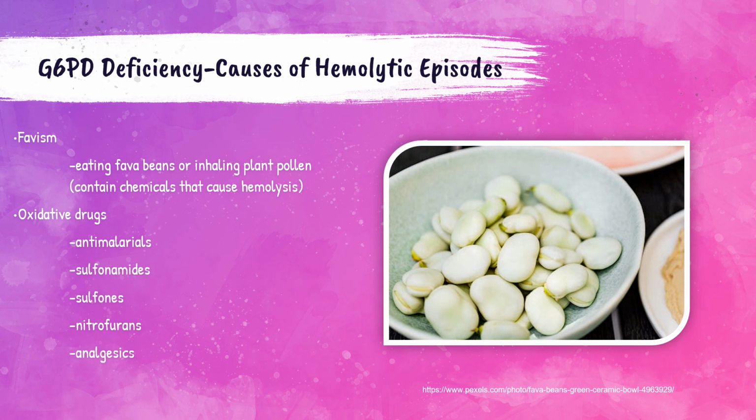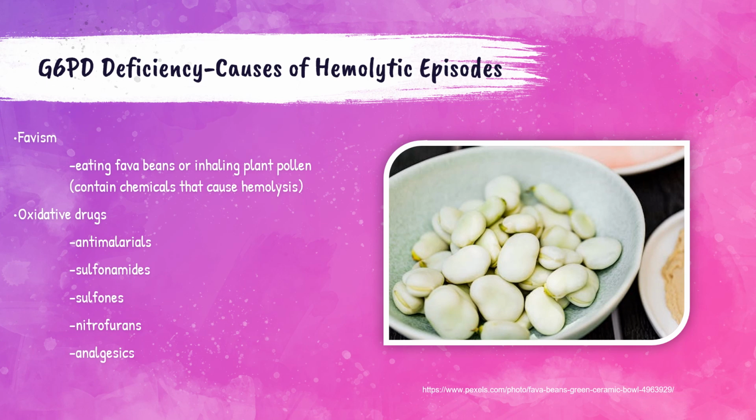So what causes these intravascular hemolytic episodes? Eating fava beans. These beans contain high levels of glucosides, and when those glucosides are broken down, they can damage the red blood cell when there's a deficiency of this G6PD enzyme. So patients that have this G6PD deficiency should obviously stay away from those beans, and those beans are actually pictured here on the right-hand side of the slide.